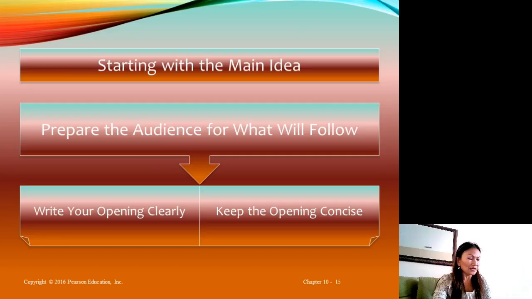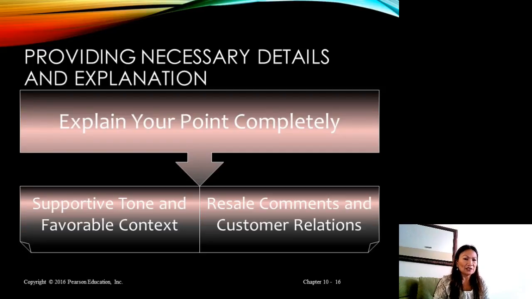Starting with your main idea. By opening your routine and positive messages with the main idea or good news, you're preparing the audience for the details that follow. Make your opening clear and concise by asking yourself, what's the single most important message that I have for the audience? And then provide necessary details and explanations.